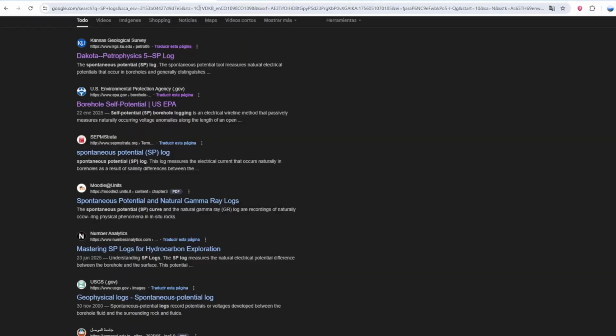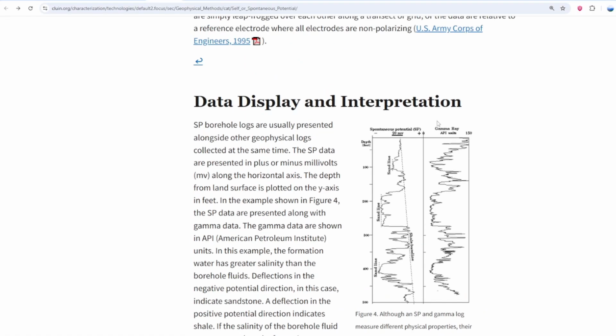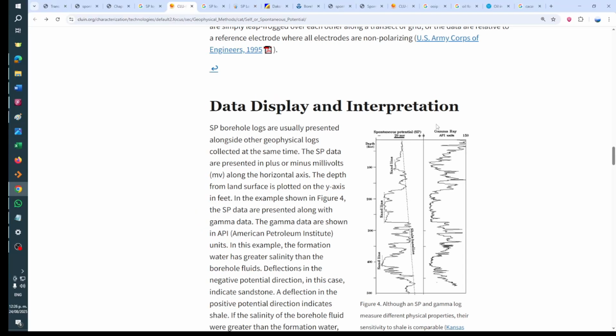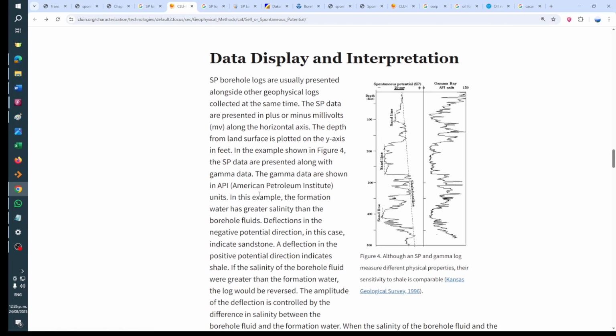So this is why correlation is difficult, because if you want to compare two different wells, you need to make sure that all those wells that you are correlating have the same mud filtrate and the same formation water, or similar. Because if you have different mud filtrate and different formation waters, then that is going to change the deflections and make your interpretation more difficult.